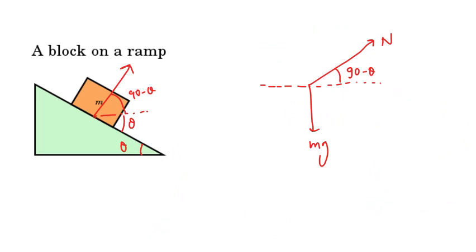Okay, so a mass M is here, so you have to draw FBD for this. So mg will be downwards and normal force will be like this. So this will be N, because normal is perpendicular to the surface. So our surface is like this. So normal will be perpendicular.